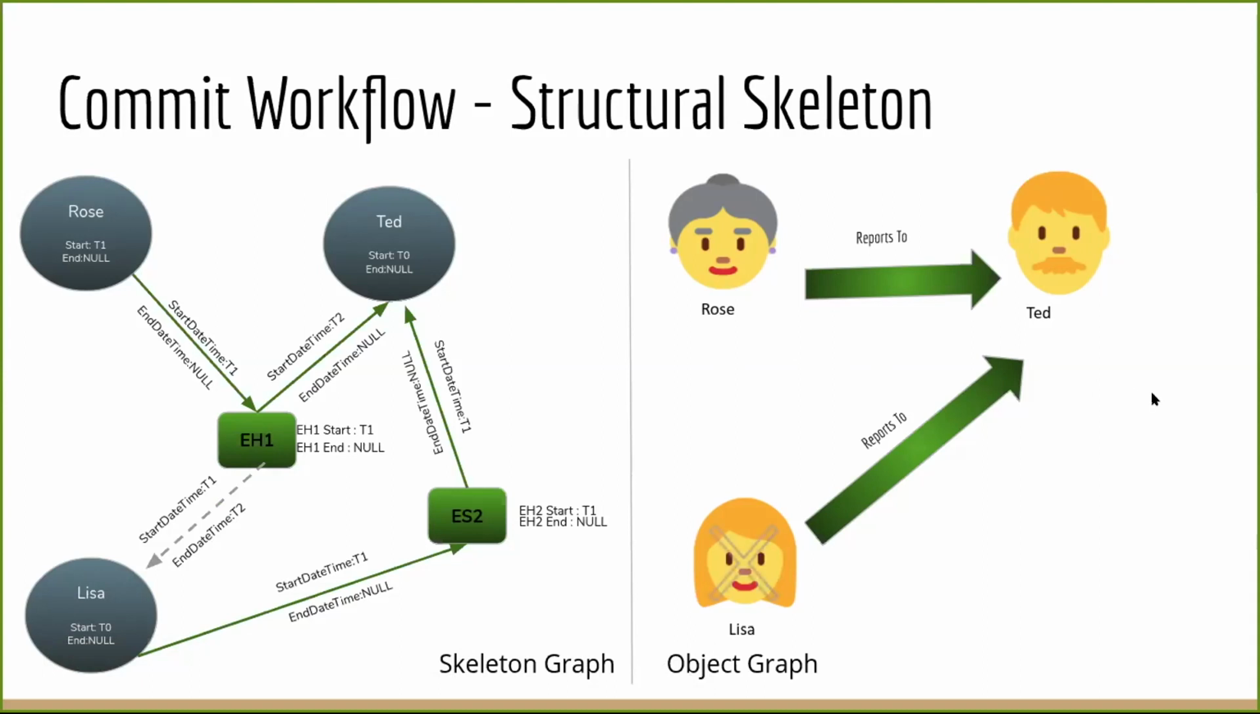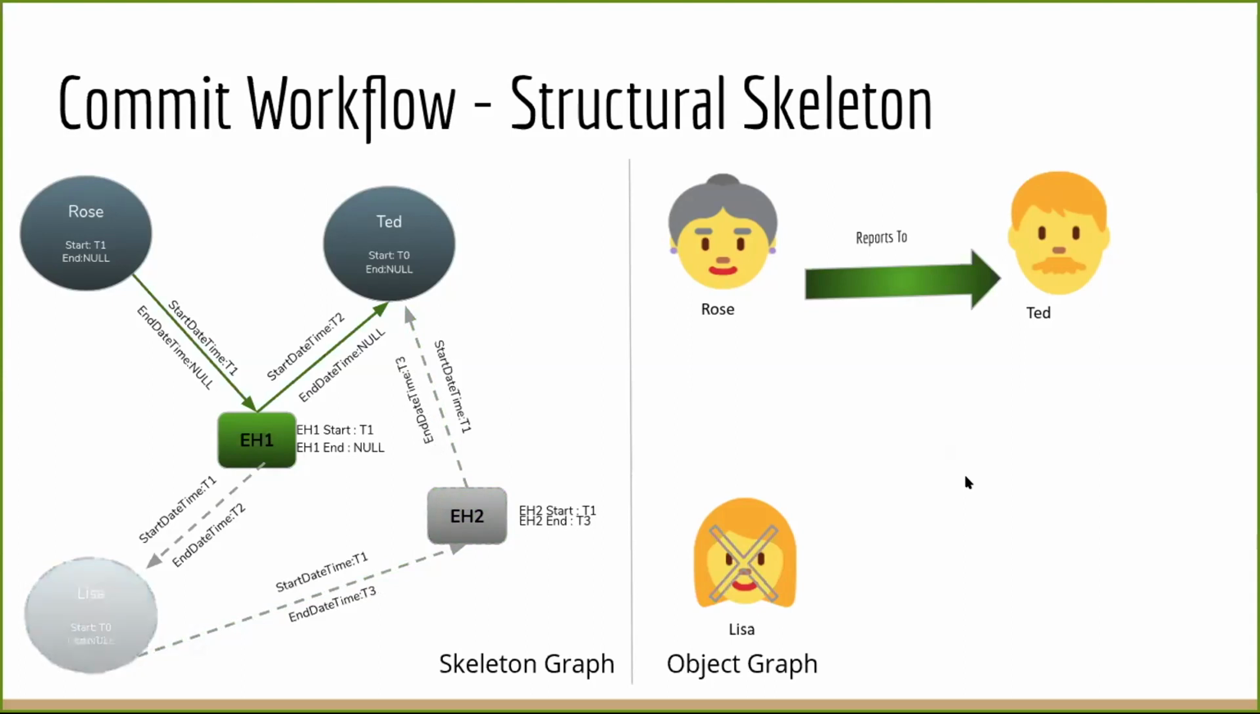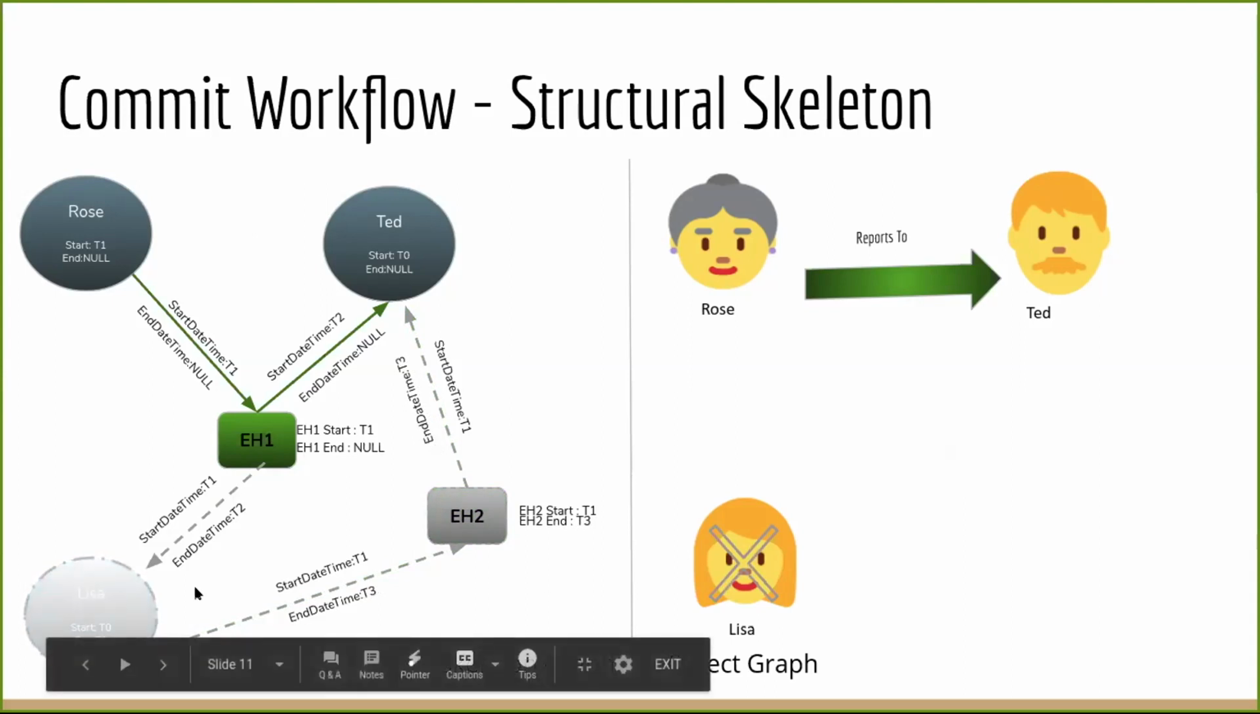So now let's say that Lisa decides to leave the organization. So we need to dismantle her reporting structure first. So this reports to edge gets deleted from the object graph. It is correspondingly represented in the skeleton graph by invalidating both the spokes and the hub that represented that edge. Finally, the vertex representing Lisa is marked as invalid by assigning an end date to it. So that's how the skeleton graph works.